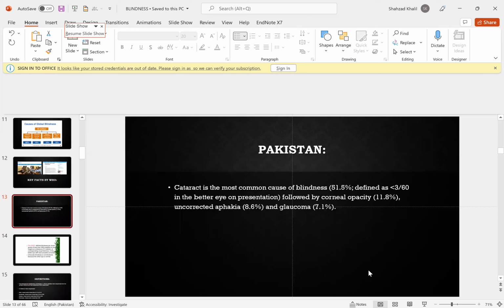In Pakistan, cataract is the most common cause of blindness, at 51.5%, where blindness is defined as less than 3/60 in the better eye on presentation, followed by corneal opacity at 11.8%, uncorrected aphakia at 8.6%, and glaucoma at 7.1%.